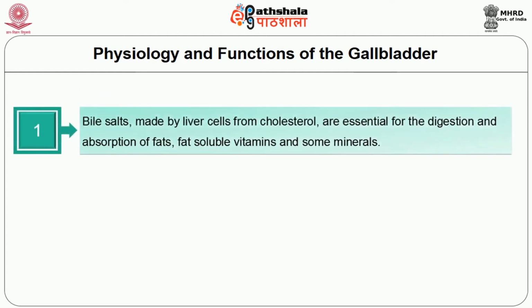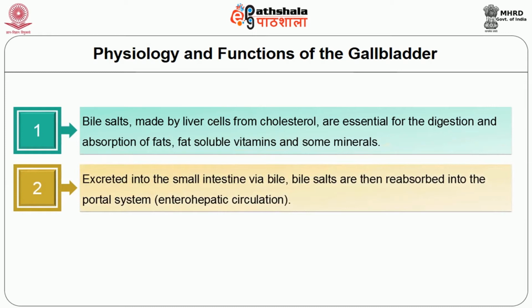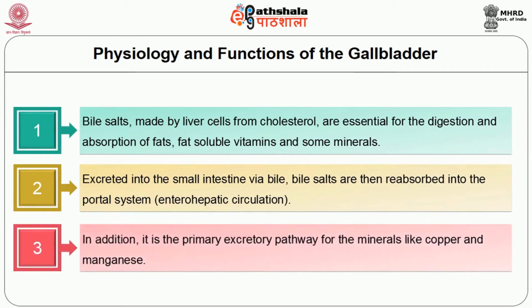Bile salts made by liver cells from cholesterol are essential for the digestion and absorption of fats, fat-soluble vitamins, and some minerals. Excreted into the small intestine via bile, bile salts are then reabsorbed into the portal system. In addition, bile is the primary excretory pathway for minerals like copper and manganese.